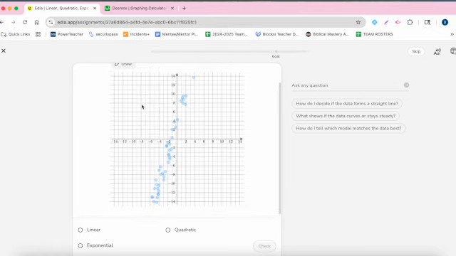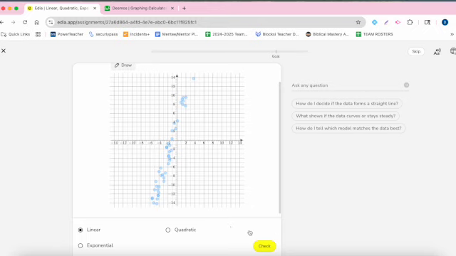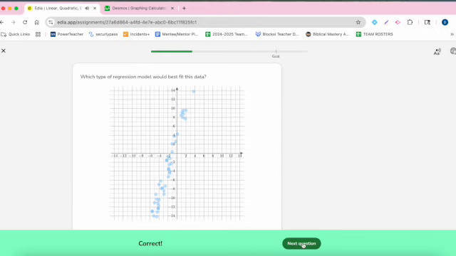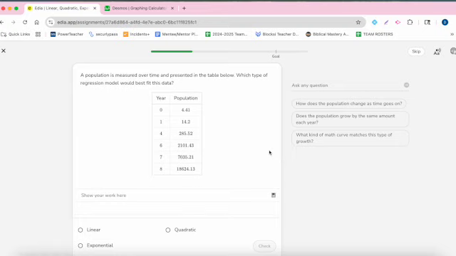Well, this very much looks like a line to me. You could pretty much draw a straight line through it. So this is very clearly linear. All right, let's look at this set of data here.